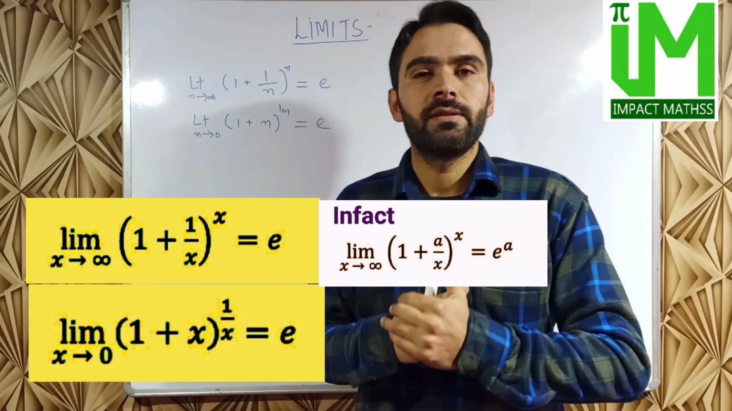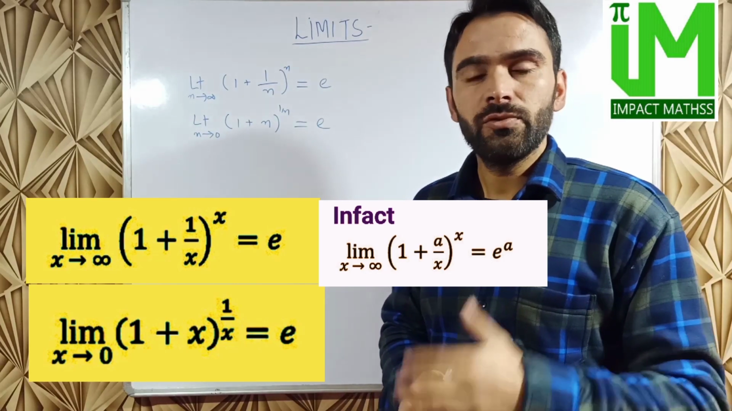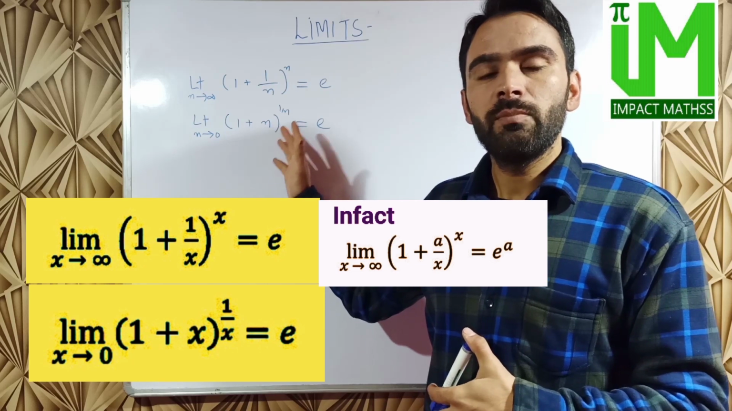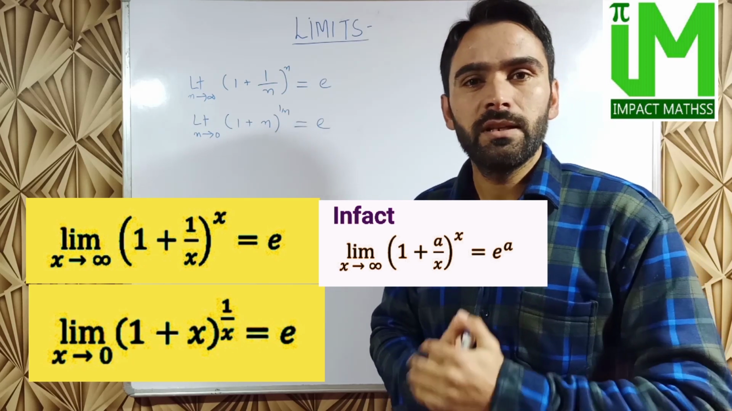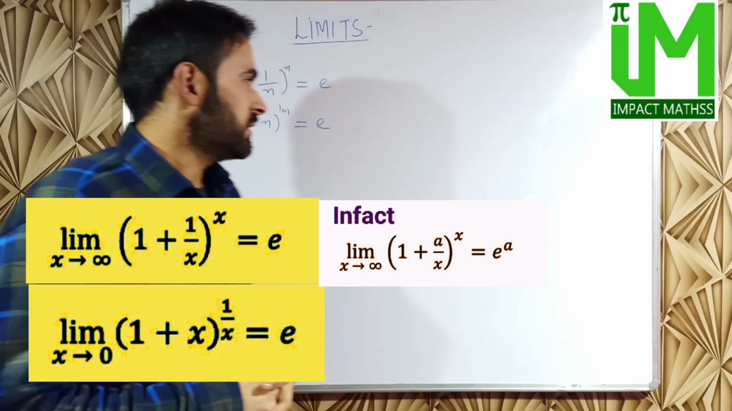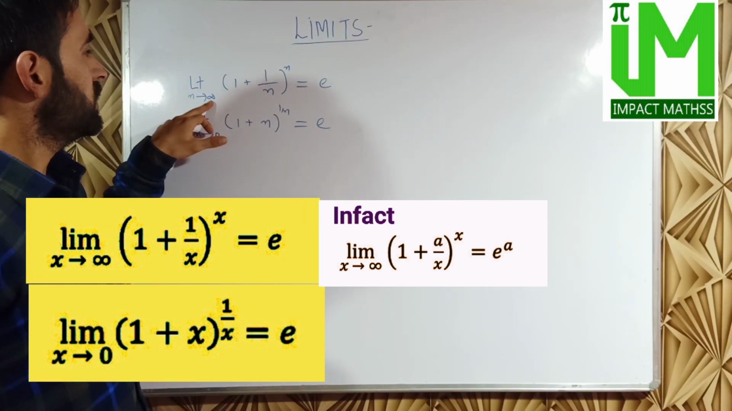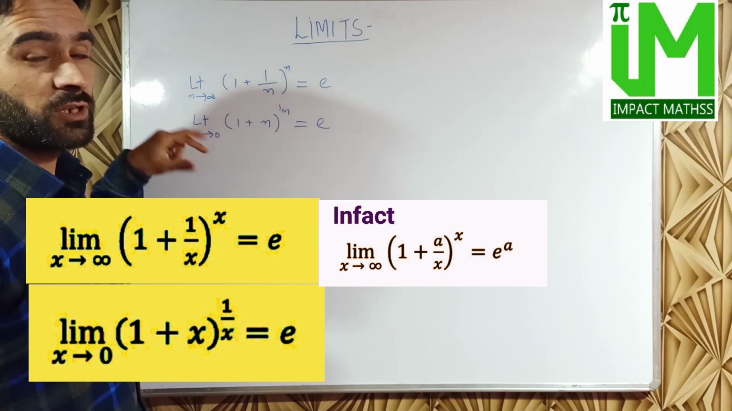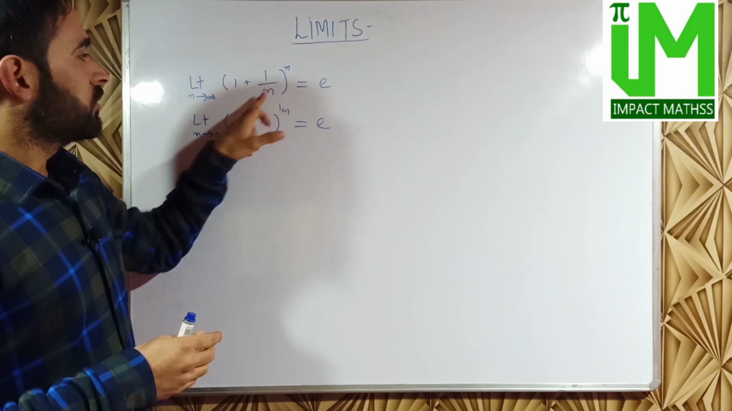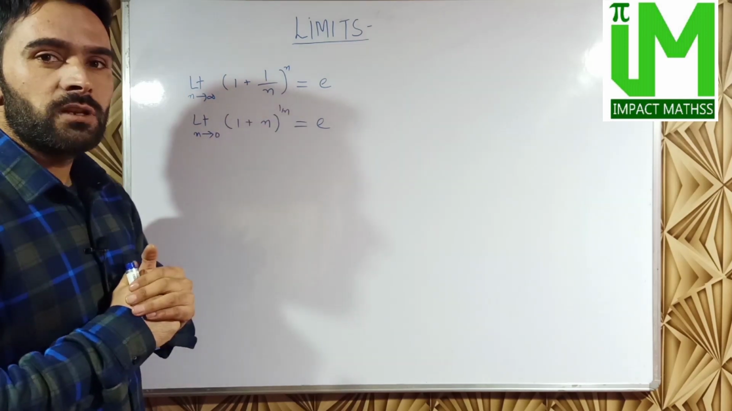Now let's see some important results. Number first: limit n tends to infinity (1 plus 1 over n) to the power n has limiting value e, and limit n tends to 0 (1 plus n) to the power 1 over n also has limiting value e, where e is the transcendental number. Obviously these two limits seem a bit confusing because here it is limit n tends to infinity and here limit n tends to 0. Obviously we are computing a limit at infinity and a limit at a point. So here 1 plus 1 over n and here 1 plus n, with 1 by n as the power, the limiting value of both is e.